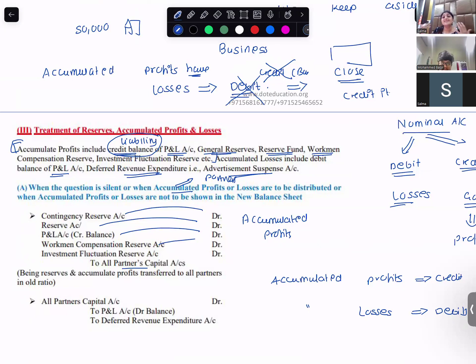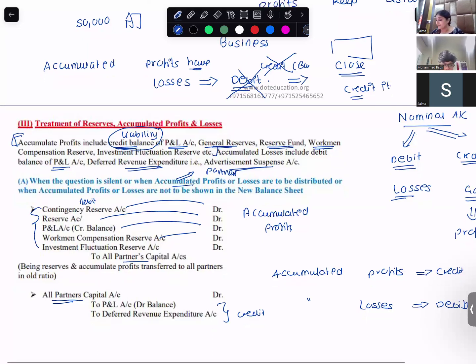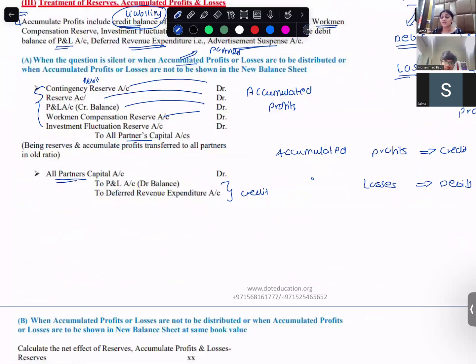Now you have to cancel it and give it away to the partners. So you will credit it. So whatever names are mentioned over here, if these things have a debit balance, you will credit it and you will debit partners capital account. This is accumulated losses transferred to partners. Accumulated profits transferred to partners will be partners capital account credit, and if accumulated losses are transferred to partners, partners capital account will be debited.